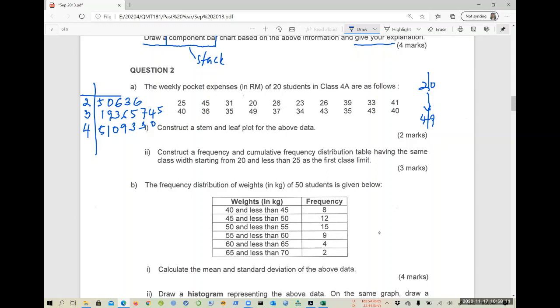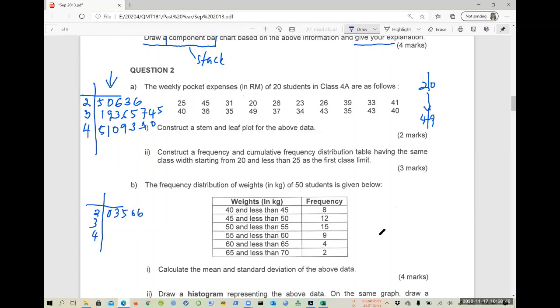So before you finish up everything, you need to remember for the stem and leaf display, the leaf on the right, this part, you need to rearrange in order, okay, from smallest to highest. So the final one you get will be 2, 3, 4. So for the leaf gonna be 0, 3, 5, 6, 6.